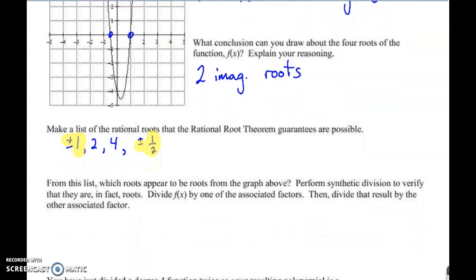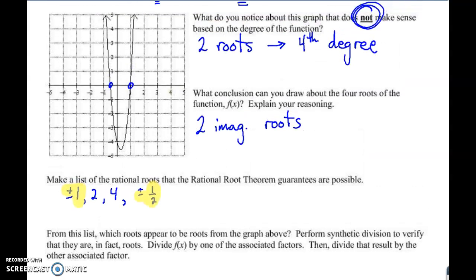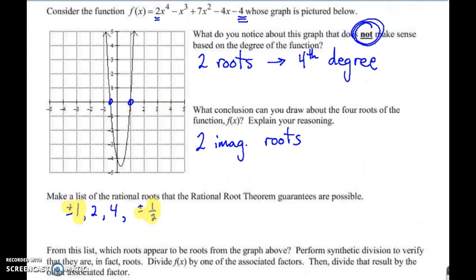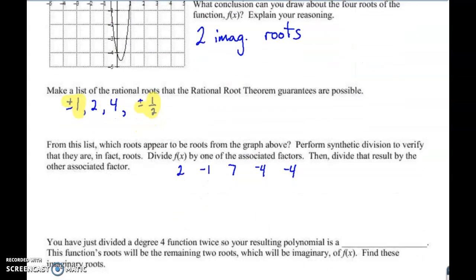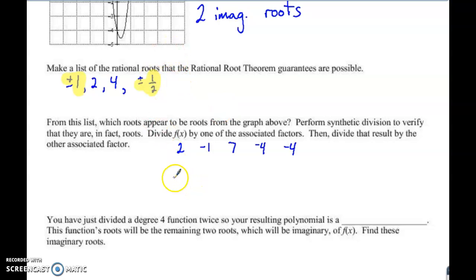So let's try it with synthetic division. 2, negative 1. I'm trying to squeeze it right here. 7, negative 4, and negative 4. Again, I would probably start with what I perceive would be the easier number. Like I would perceive 1 to be the easier.